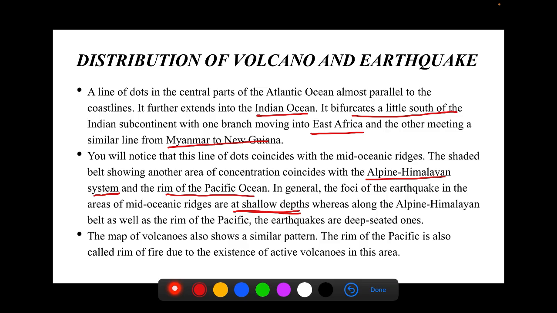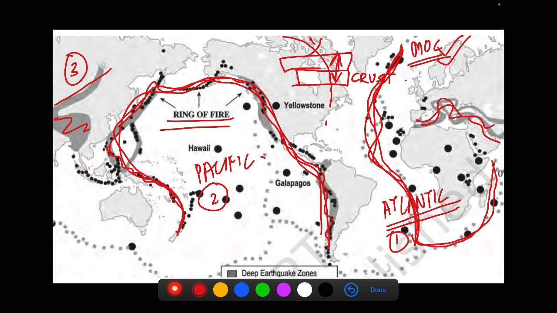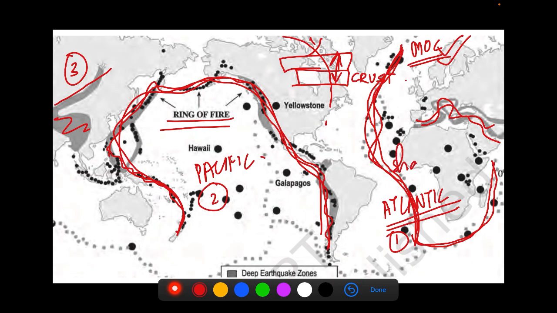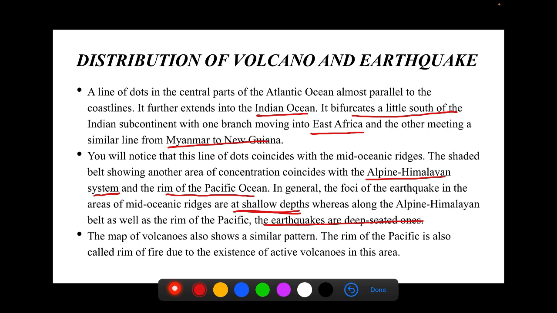So earthquakes come from near depth, whereas along the Alpine Himalayan belt as well as the rim of Pacific, the earthquakes are deep seated ones. So in this part it is shallow depth, and in this Pacific it's deep. In the Alpine Himalaya also it is deep. The map of the volcanoes also shows a similar pattern.